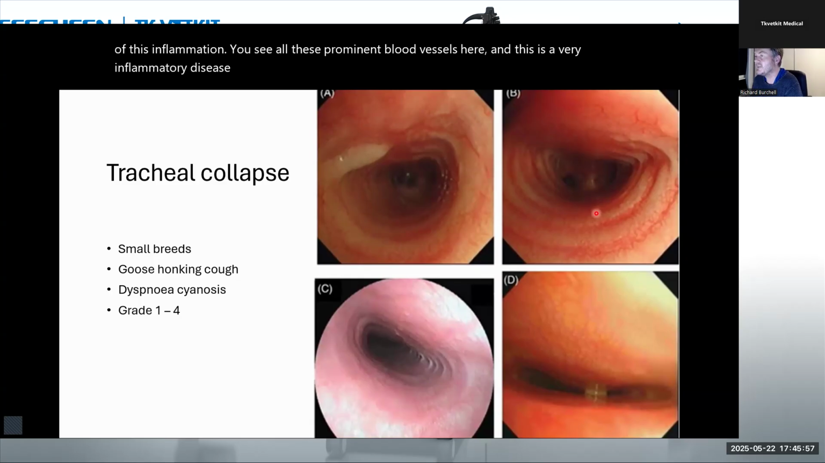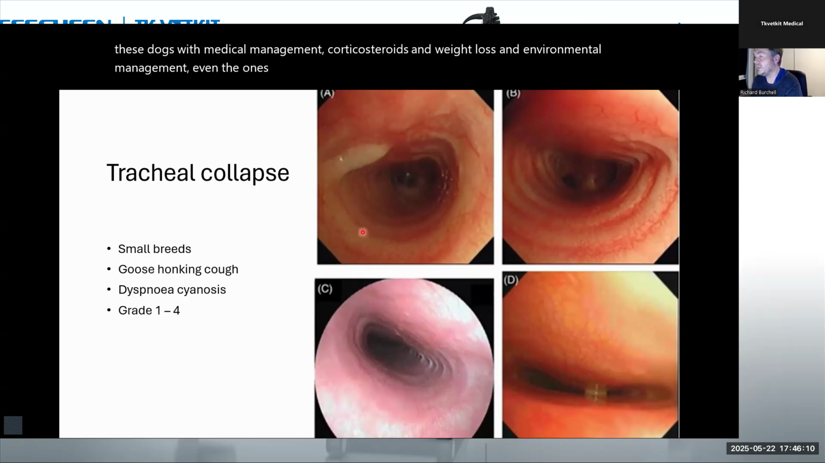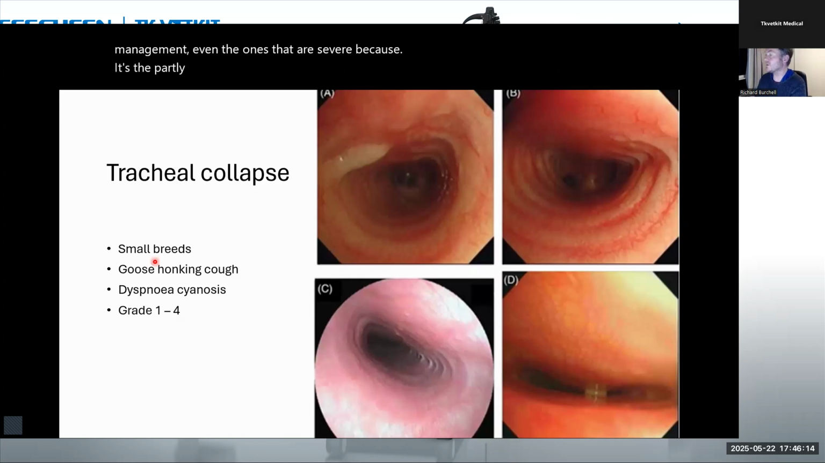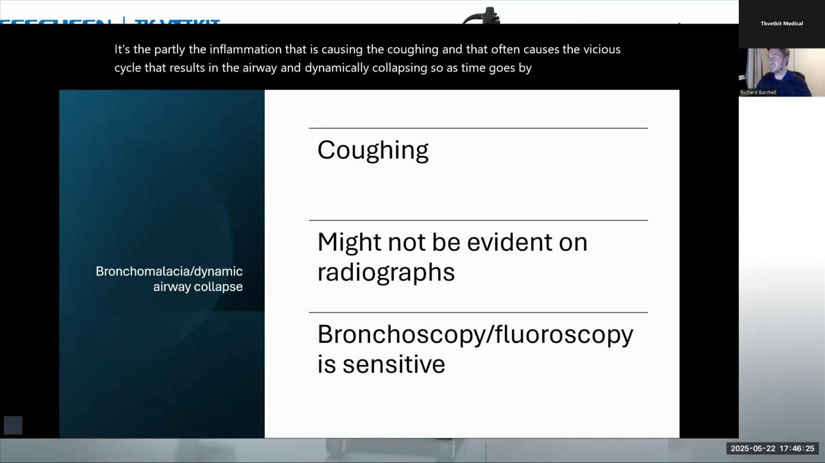And as time goes by, we find that we can treat the vast majority of these dogs with medical management, corticosteroids and weight loss and environmental management, even the ones that are severe, because it's partly the inflammation that is causing the coughing, and that often causes the vicious cycle that results in the airway dynamically collapsing. So as time goes by, we stent less and less of these.